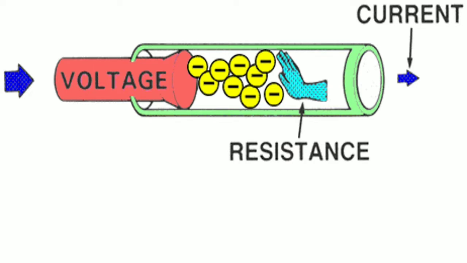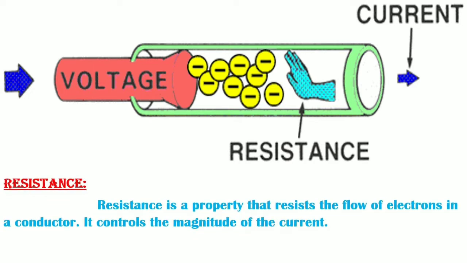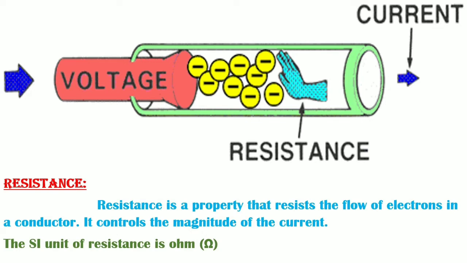Resistance of a conductor as such is defined as a property that resists the flow of electrons in it. It controls the magnitude of the current. The SI unit of resistance is ohm, represented by the Greek letter omega.